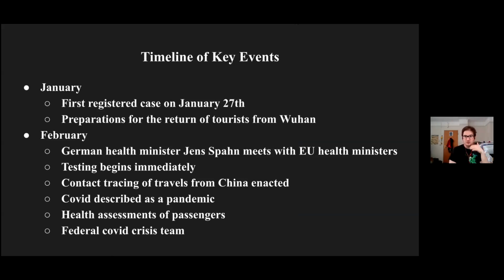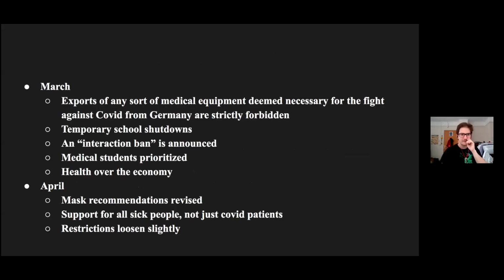Testing began immediately, even though it was limited. Something kind of interesting that the Germans did is they started calling the disease a pandemic almost immediately, quite early on, at the beginning of February. They created a federal COVID crisis team around mid-February, around February 15th or 16th. Next slide.